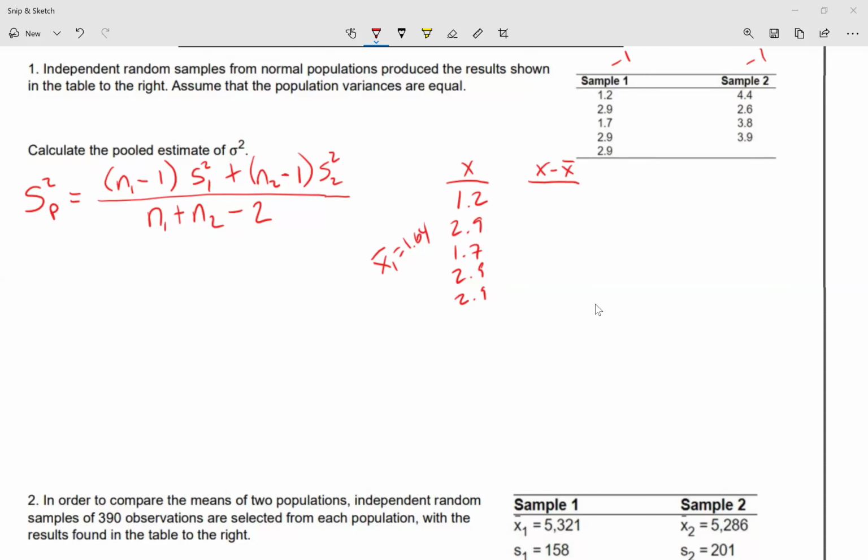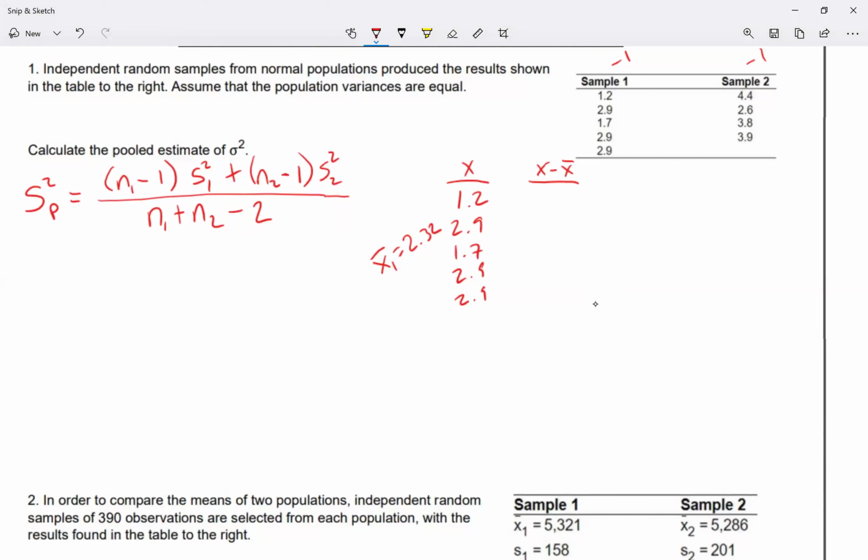Okay, wait a minute. 1.64 doesn't seem right. Let me do this again. I added all my numbers, right? 1.2 plus 2.9 plus 1.7 plus 2.9 plus 2.9. I get 11.6. I guess I had typed it wrong earlier. 11.6 divided by 5 to get my average, I'm gonna say is 2.32.